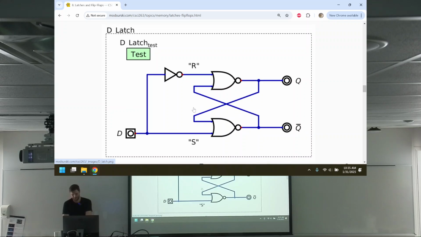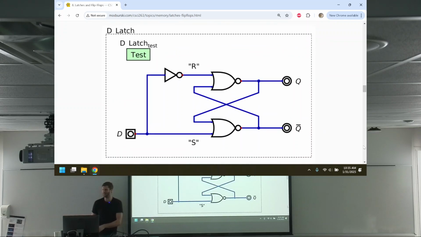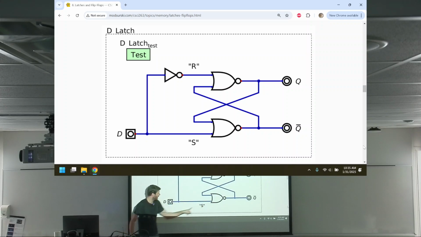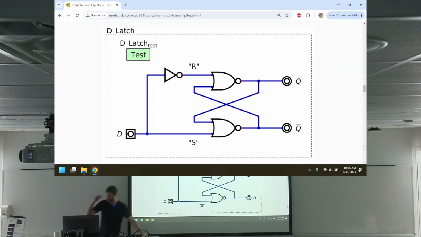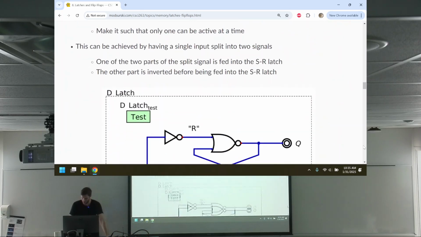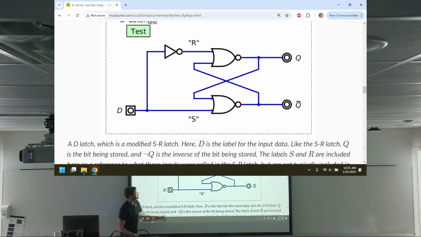But here, we've got a new design where S and R still exist, but it's connected to one input. If this is high, if we want to set, then set is high and reset will be low. If this is 0, set is 0, but reset is high. Think back to how the SR latch worked. When S is high, we want Q to be high. When R is high, we want it to be set to 0. When this is high, we get a 1 in Q. When this is low, S is 0 and R switches to a 1. R is high, it resets the output.